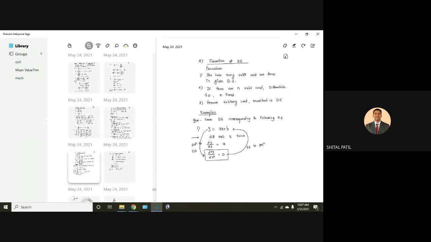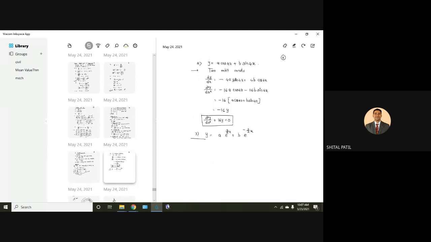Then we started with the formation of differential equation. So the procedure is, first step, find the number of arbitrary constants in the given general solution. Second step, if n arbitrary constants are there, differentiate n times. And third step is to remove the arbitrary constants. That's it. Then we have gone through a few examples to understand how we can form a differential equation. We studied 2-3 examples. What is the answer of the last one?